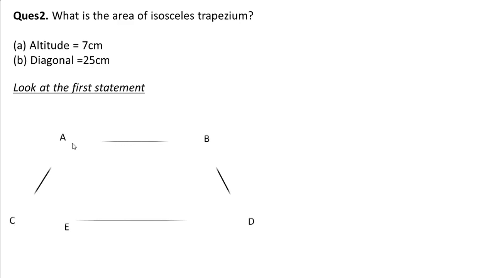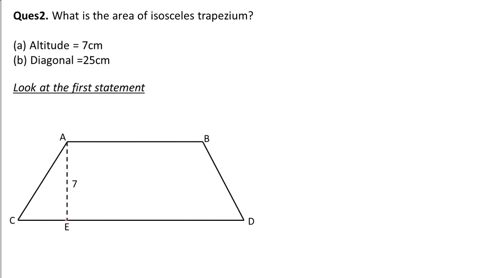Now look at the first statement. It gives me that height is equal to 7, but it does not tell me anything about the parallel sides, or the length of the parallel sides, that is, what is the value of AB and what is the value of CD. Now area of a trapezium is equal to half multiplied by (A plus B) into H, where A and B are parallel sides. So in our case, A is equal to AB and B is equal to CD. I only know that H is equal to 7. I know nothing about either A or B, so I cannot tell what is the area of the trapezium.